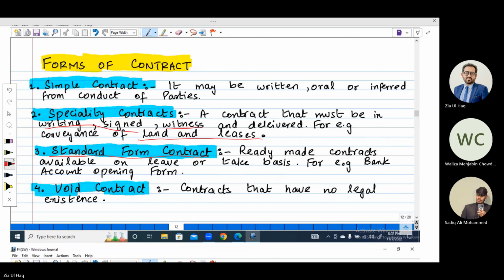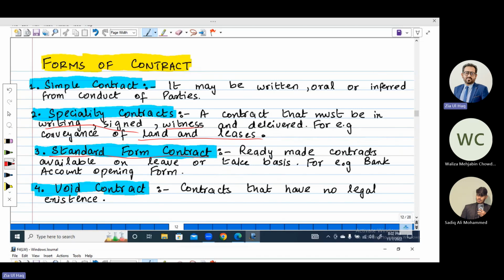So simple contract could be written, it could be oral, or it could be action of both the parties. While specialty is a type of contract that must be in written form, that must be signed by both the parties, and witness must be there, like contract of land and lease. Standard form contract, where all the terms and conditions have been defined on the contract. So you need to accept the contract with all terms and conditions, or you can leave. Like bank opening form, admission form of any institute.